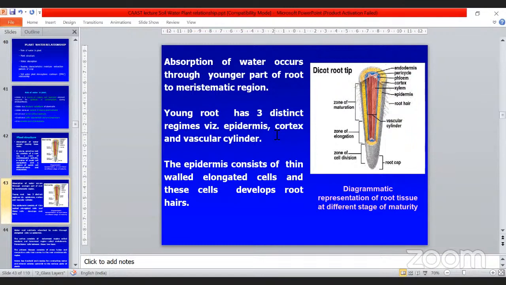Young roots have three distinct regions: the epidermis, cortex, and vascular bundles, where the epidermis consists of thin-walled elongated cells, and these cells develop root hairs.